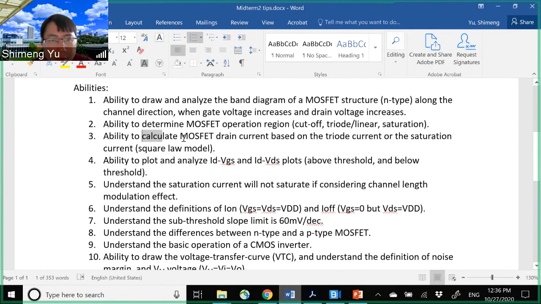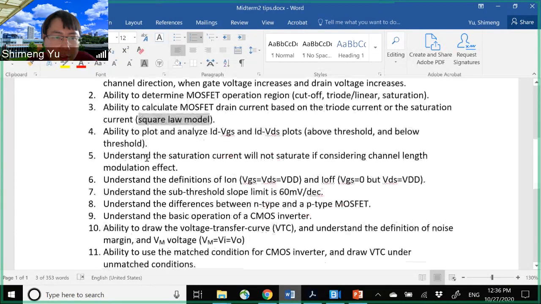And then calculate the drain current based on the triode or the saturation current equation using the square law model. That means the first order model, ignoring the channel length modulation. So we will review the equations after we are done with this document. So be able to numerically calculate the drain current based on those equations. Of course, the first important thing is that you need to apply the correct equation. That means you have to determine the operation regime first, and then apply the correct equation, and then plug in the numbers for the final numerical value.